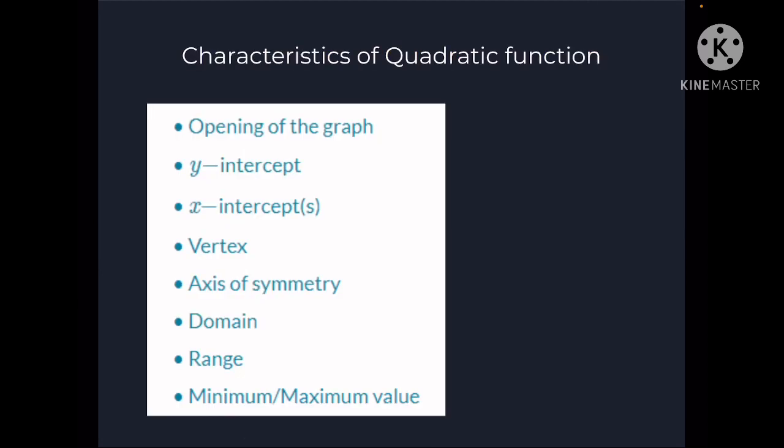Characteristics of a quadratic function. Of course, any type of function has its unique characteristics, and in today's case, we're going to learn about the characteristics of a quadratic function. It has many characteristics, such as a y-intercept and an x-intercept, a vertex, an axis of symmetry, a domain, range, a minimum or maximum value, and the opening of the graph. If you ask me what is the opening of the graph, I can answer you that it takes a U-shaped graph. It opens upwards or downwards.